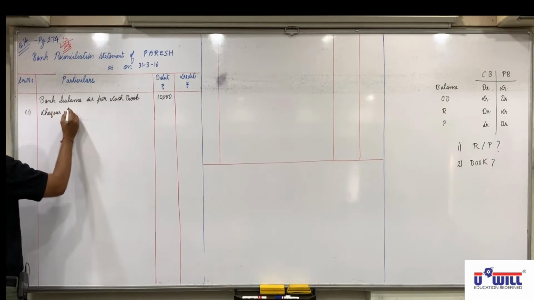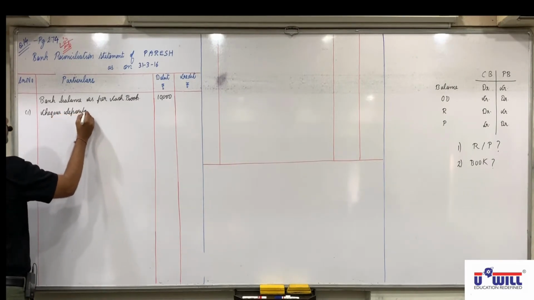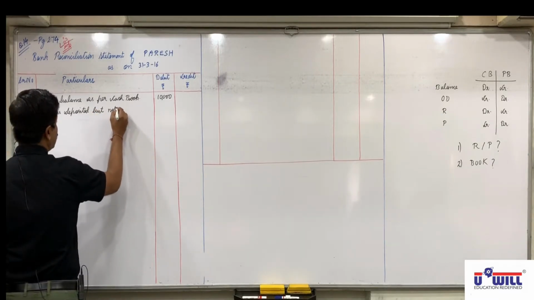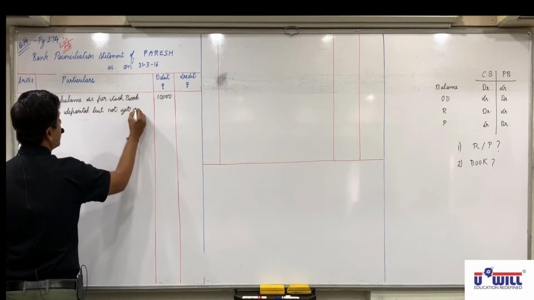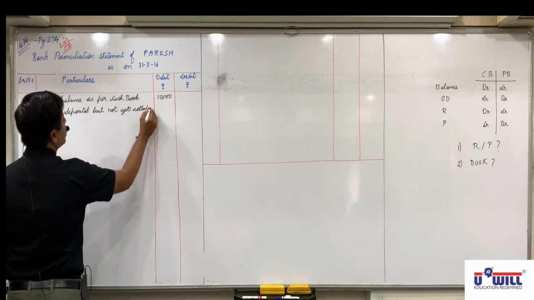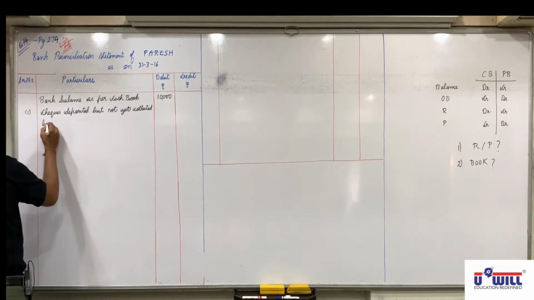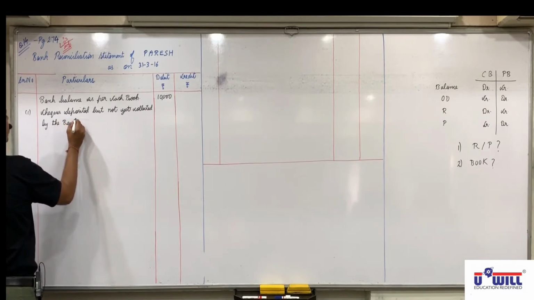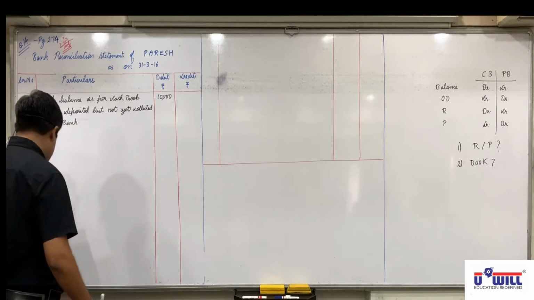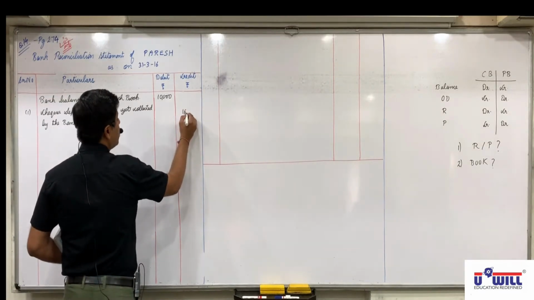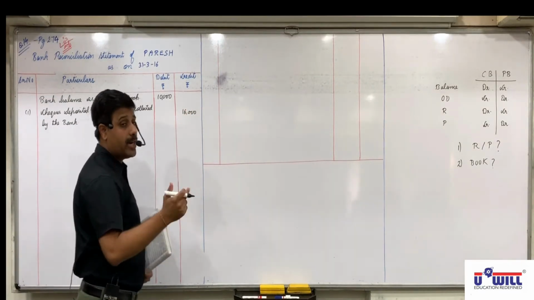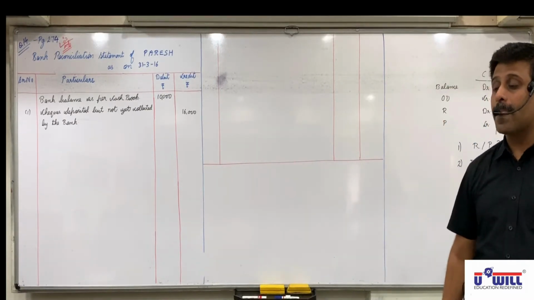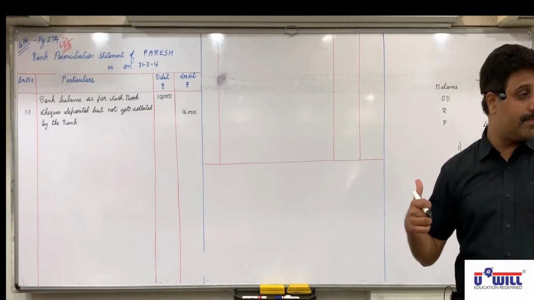Checks deposited, but not yet collected by the bank. So 16,000 is not credited in the passbook in the month of March, so credited in BRS. Did everyone understand this? Anyone having any doubt in it?